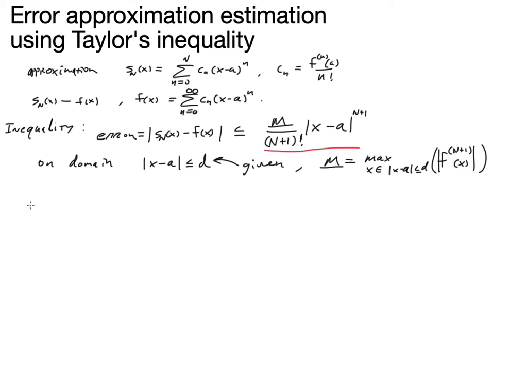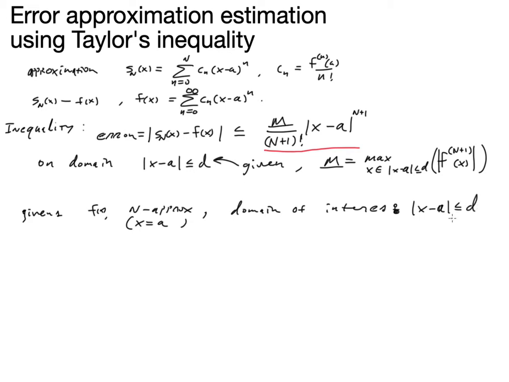Okay. So the standard thing is that you have to have a set of givens. You have f, and then you have some N approximation, and then you have to have some domain of interest. I should also mention that the N approximation has to have some expansion. We're going to do a particular approximation of a Taylor series with x equals a, and the domain of interest in this case is just going to be the absolute value of x minus a is less than or equal to d. We have to have all of these things given.